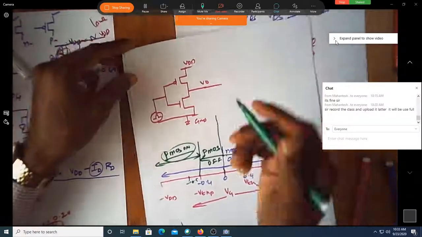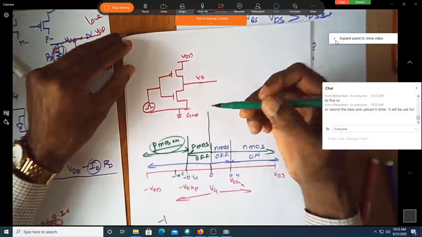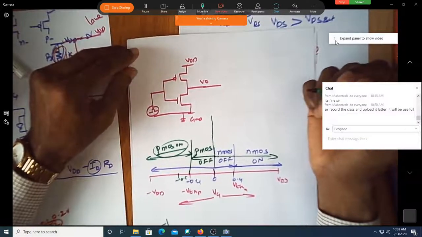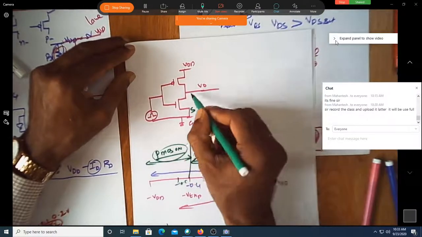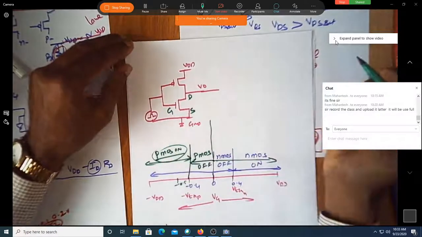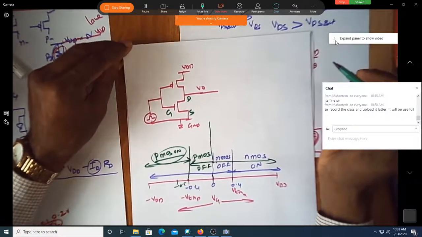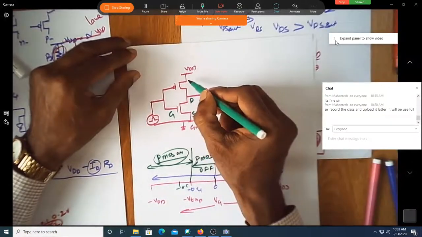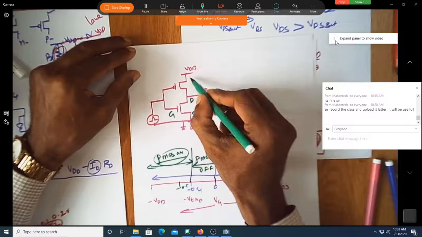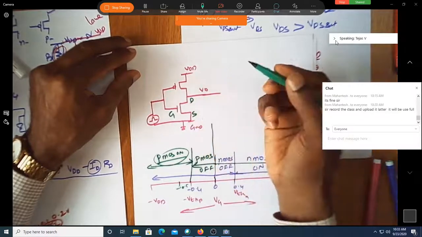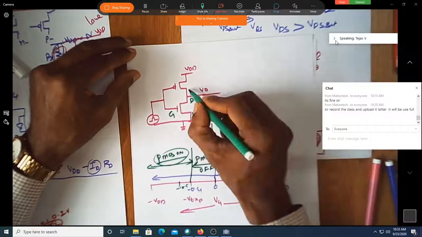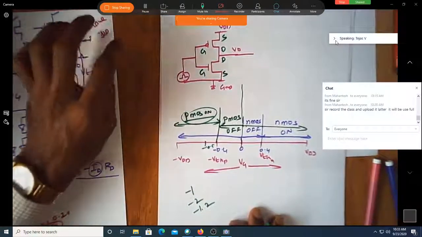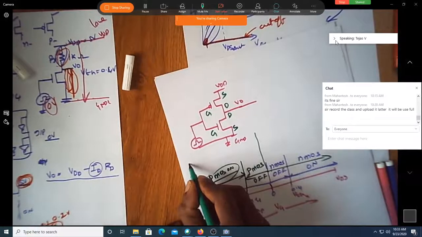Can you identify which is gate, source, drain for NMOS and PMOS? Shall I say this is source, drain, gate? Correct? How about this? Drain, source, gate. Which is drain? Bottom one. Drain, source, gate. Correct? Yes, sir. Okay, let us take it as 0 volt.